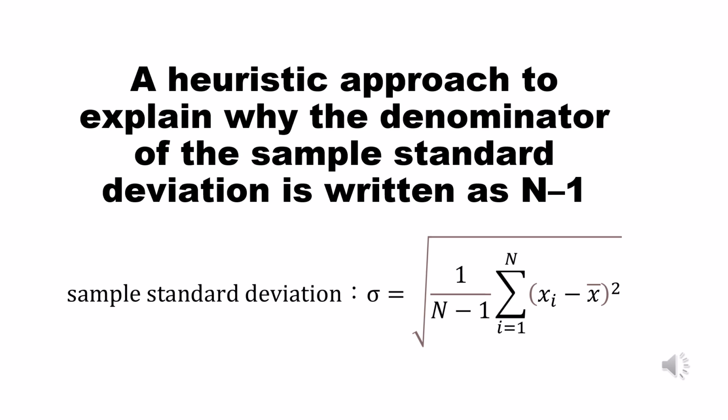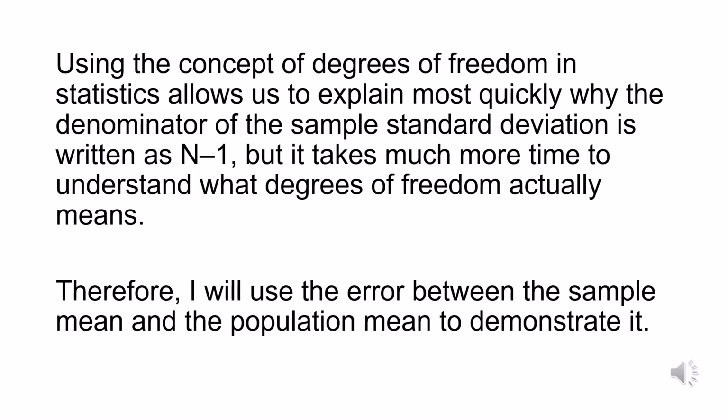A heuristic approach to explain why the denominator of the sample standard deviation is written as n-1. Using the concept of degrees of freedom in statistics allows us to explain most quickly why the denominator of the sample standard deviation is written as n-1, but it takes much more time to understand what degrees of freedom actually means. Therefore, I will use the error between the sample mean and the population mean to demonstrate.